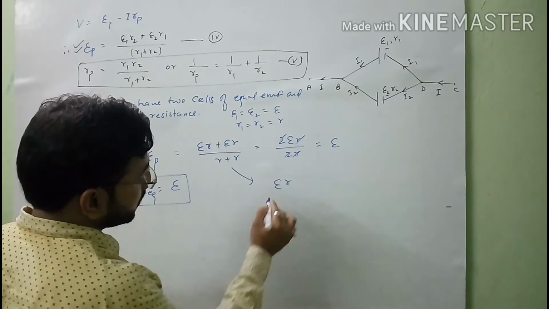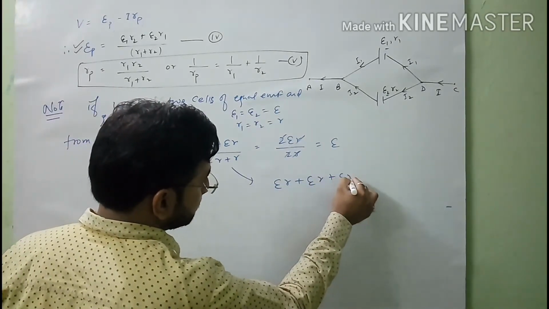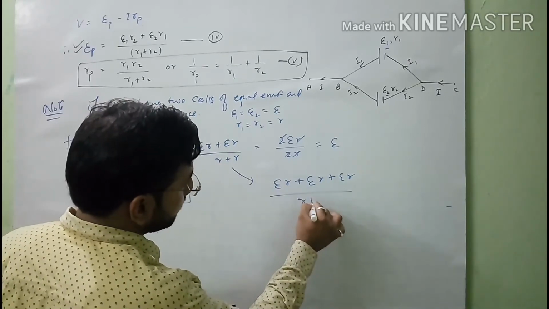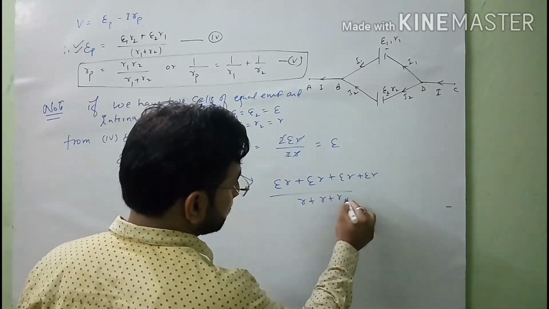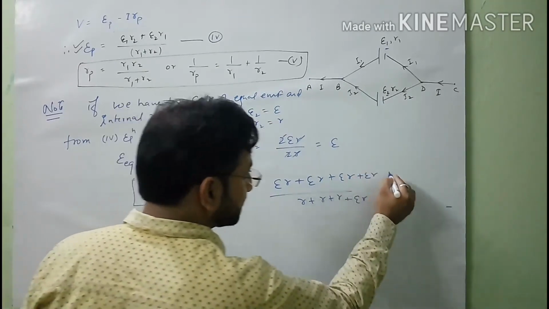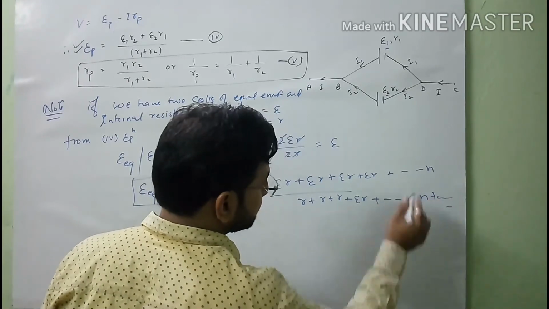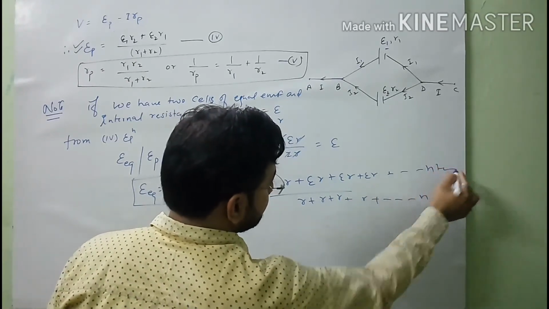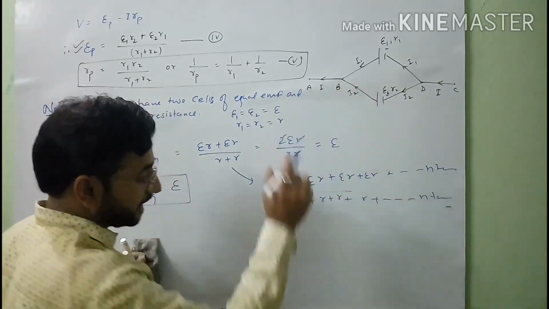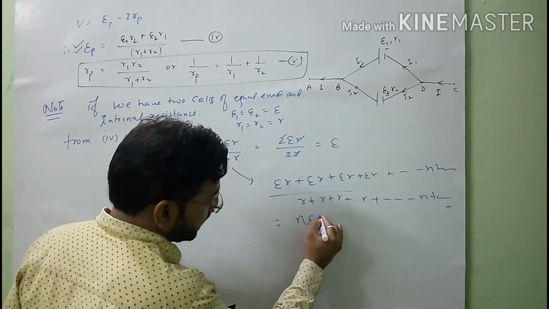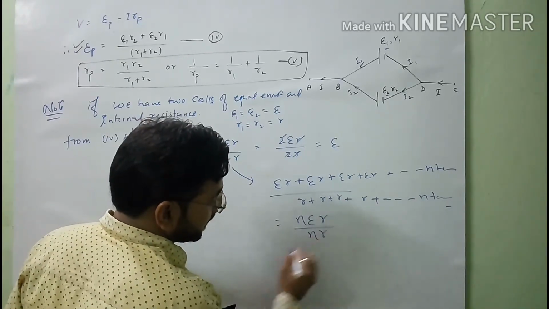If I talk about 3 cells of the same EMF, I will add 3 times, and here R plus R. If I have 4 cells, I will add 1 more. Clear student? If I have n cells, I will add n times. Here also n times. Point is clear? So when we add epsilon R, epsilon R, epsilon R n times, the final answer will be n into epsilon R. Here also R n times. So I will write like this.